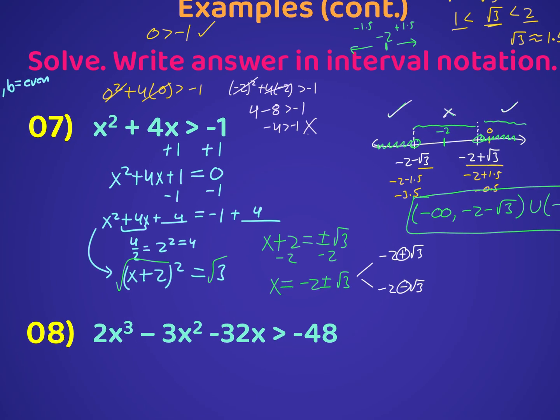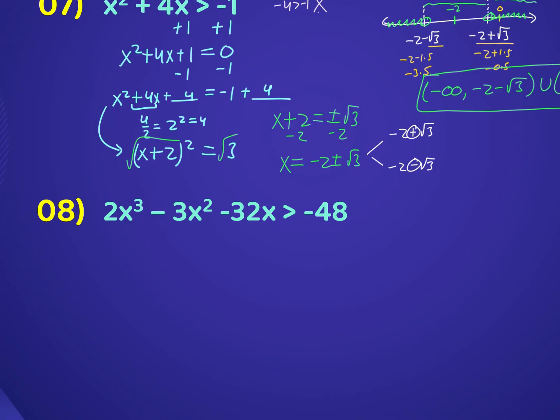Okay, so now let's try the same process with the last one of getting it equal to 0. All right, so let's add 48. And then so I end up with 2x to the third minus 3x squared minus 32x plus 48. And I'm going to say that this equals 0.